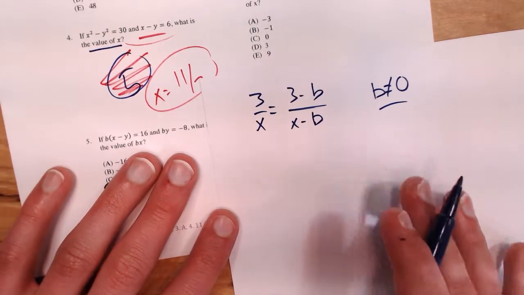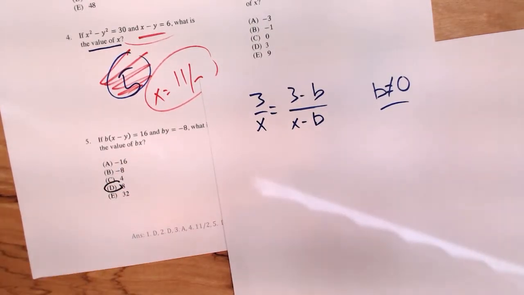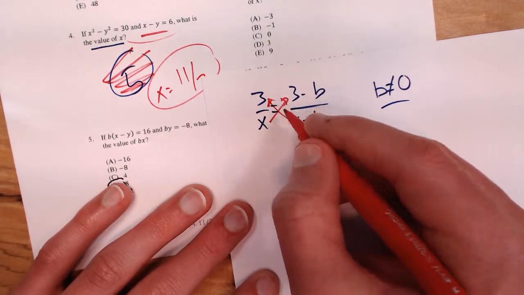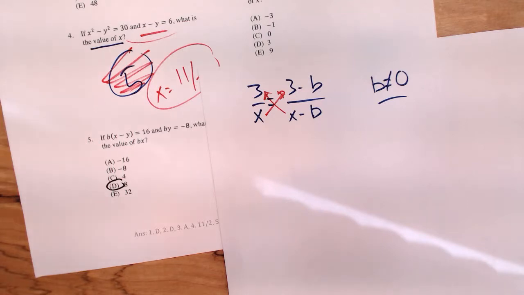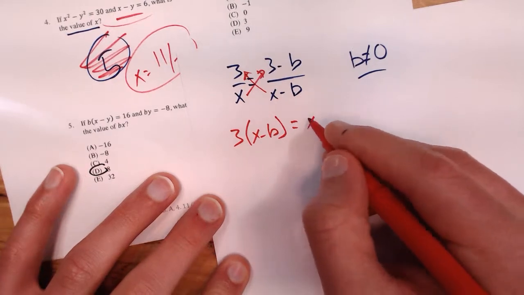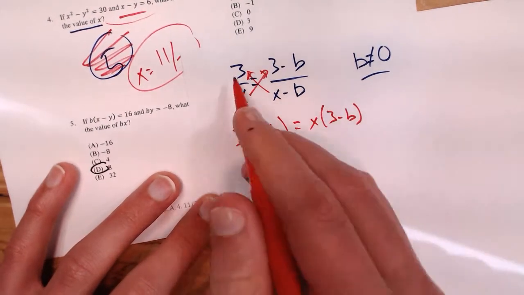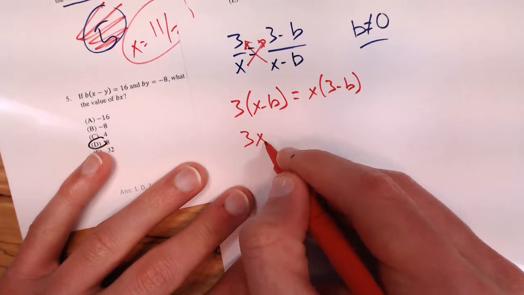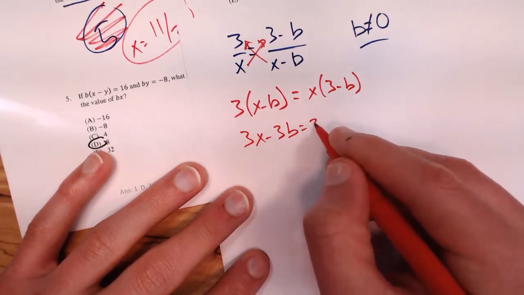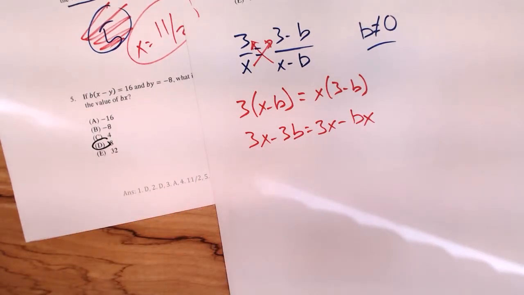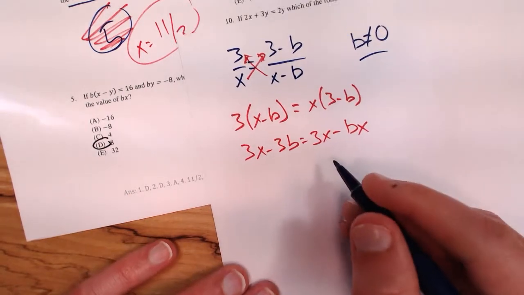But okay, I would like to cross multiply. If I ever have a fraction on each side of the equation, I'm always allowed to cross multiply. Okay, so I have 3 times x minus b is equal to x times 3 minus b. So I just cross multiply. That's all I did. And now I'm going to FOIL. So I'll get 3x minus 3b is equal to 3x minus bx. Okay, and this is kind of a good sign here, I think. My 3x's will cancel. If I subtract 3x from both sides, they are gone.